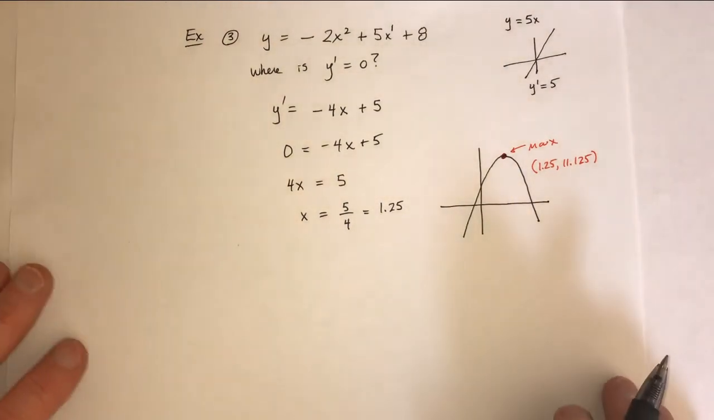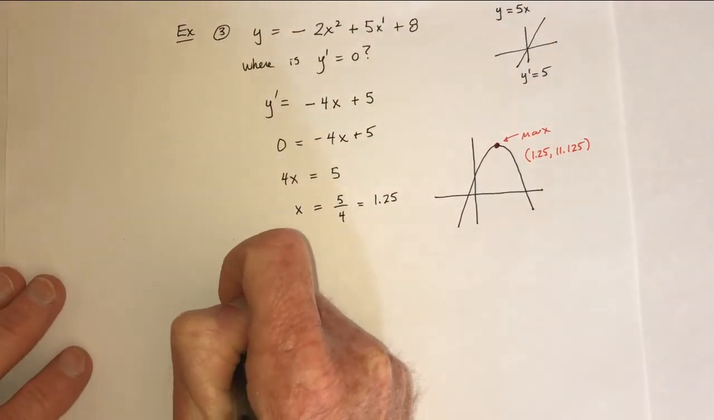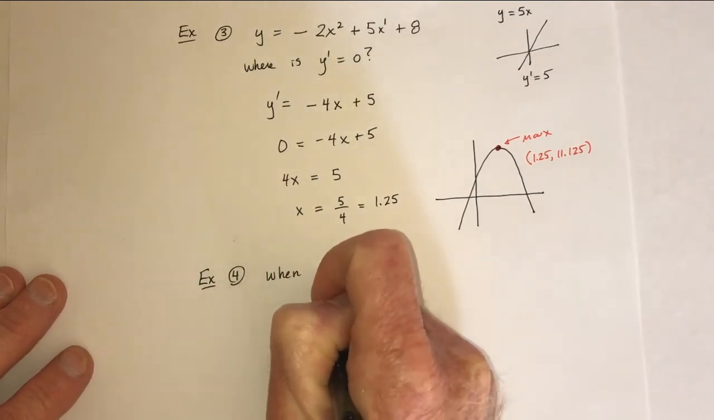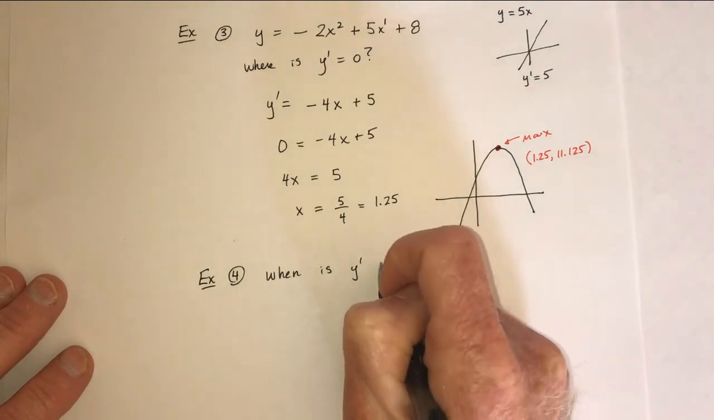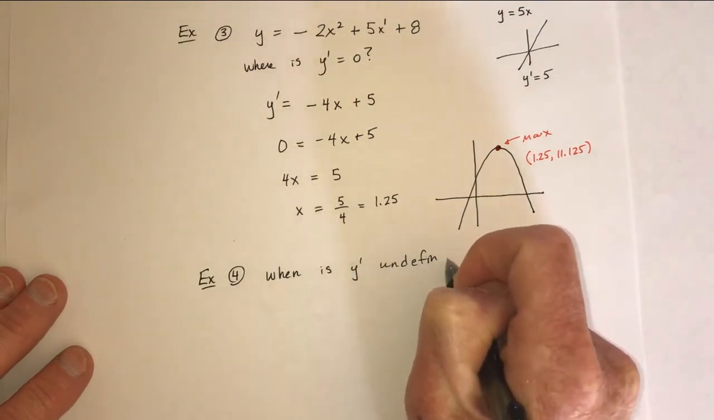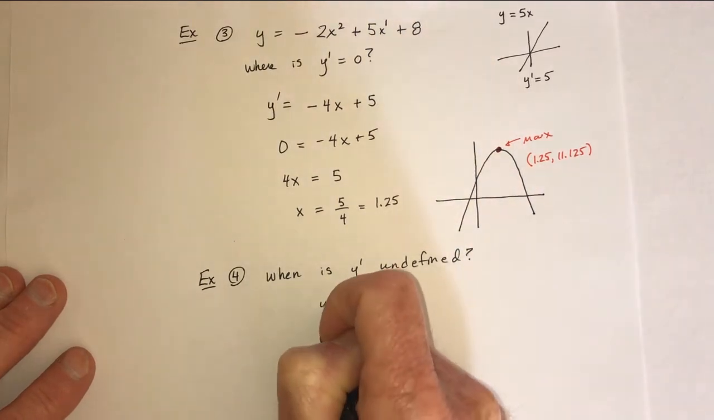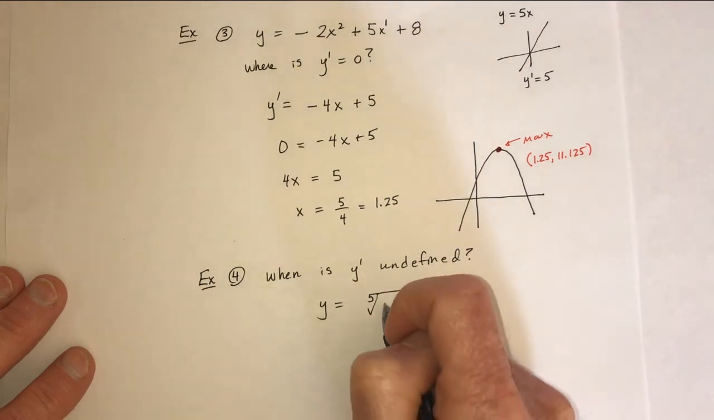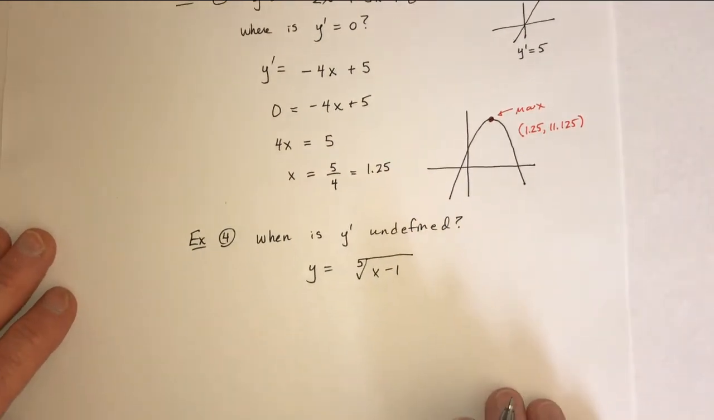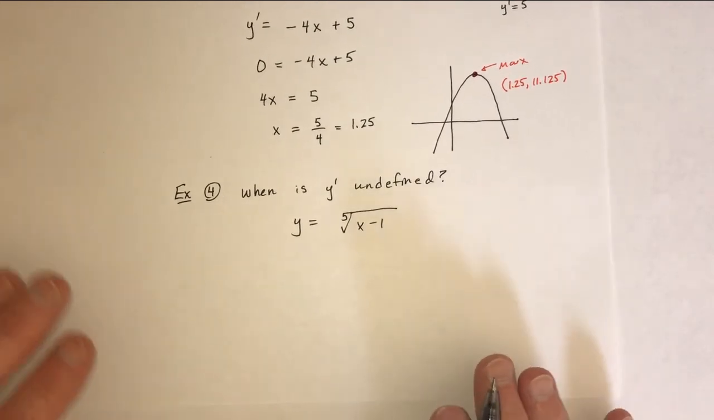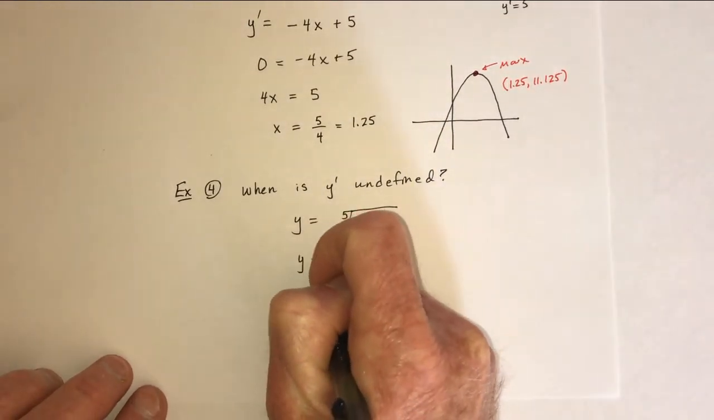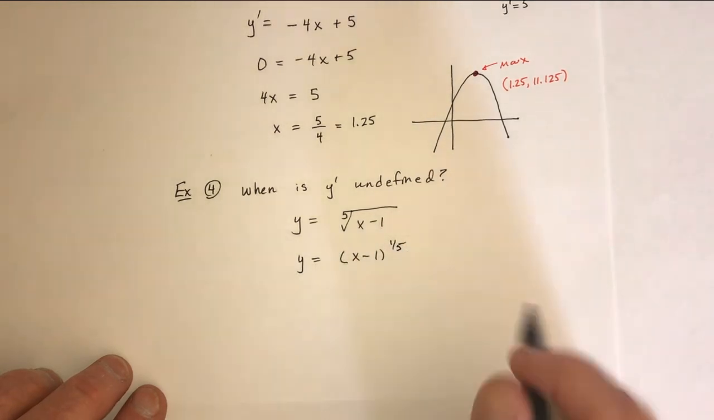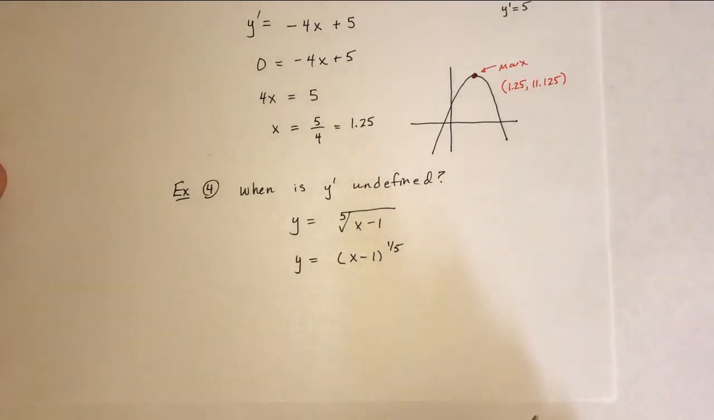Then for example number 4, when is the derivative undefined? And in this one, the function is going to be the 5th root of x minus 1. So in order to be able to use the power rule on this, I need to first of all rewrite it as x minus 1, and then 5th root can also be represented as a 1/5 exponent.